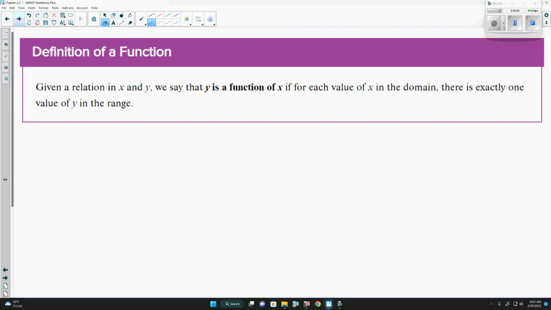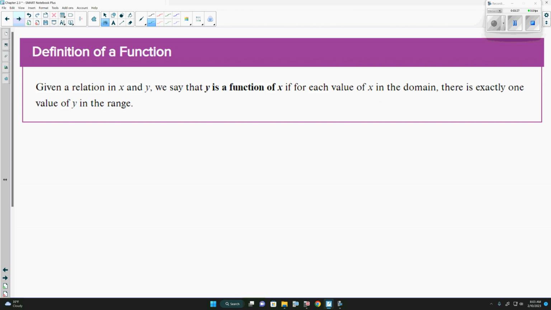Now, definition of a function. Given a relation in x and y, we can say that y is a function of x if for each value of x in the domain, there's exactly one value in the range, 1 to 1. Another way we test functions is with the vertical line test. If we can draw a vertical line anywhere on the graph and it crosses more than once, it's not a function.